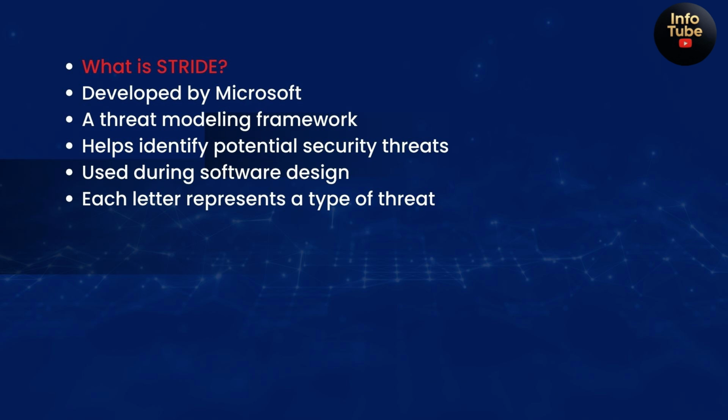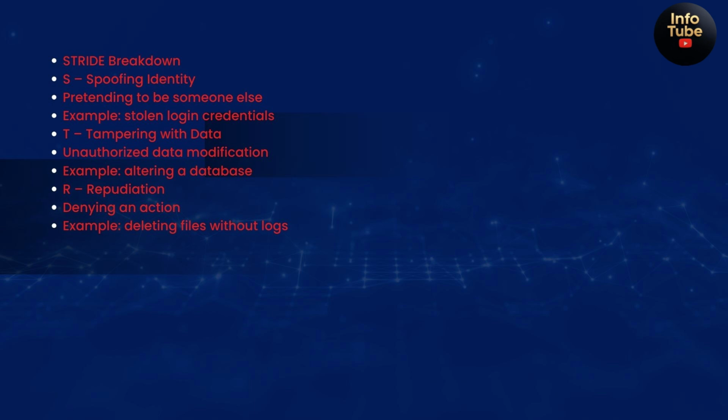R stands for repudiation. This occurs when a user performs an action but then denies it. Without proper logging and auditing, it becomes difficult to prove who did what. For instance, a user might delete files and later claim they did not. I is for information disclosure. This happens when sensitive information is exposed to unauthorized users. For example, personal customer data like credit card numbers being leaked is an information disclosure.